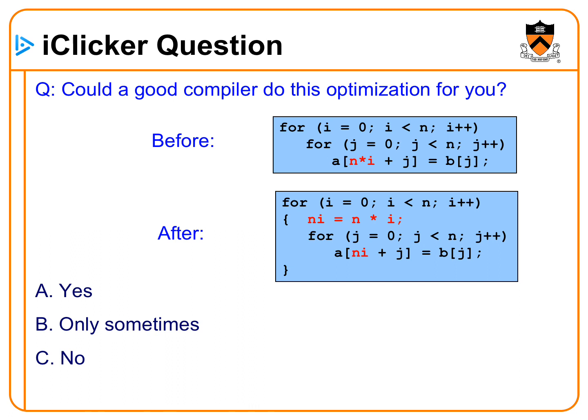In this case, the answer is probably yes. The compiler has the full information. It knows that nothing else is changing n or i, and it can figure out that it can pull the computation out into the outer loop, out of the inner loop, and do it only once. But it's still probably better to do it yourself. There's no mystery for you. If you can see it easily enough yourself, why leave it up to the compiler that you don't know whether it will do it or not?